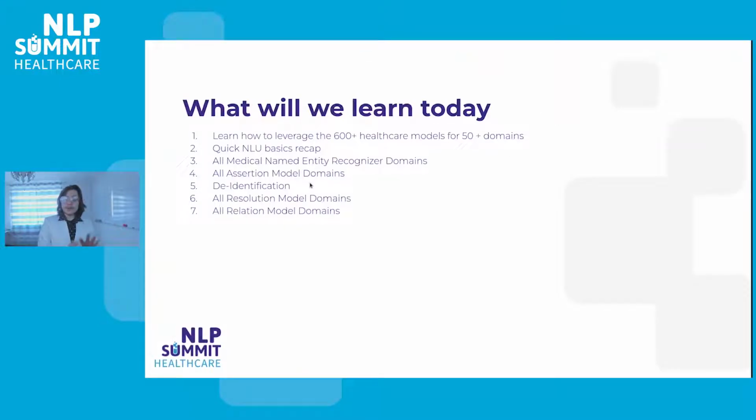And so, now that we know everything about Spark NLP, let's start with NLU. We will learn about over 600 models and the 50 domains and use cases they cover. And then we will start with a quick overview and recap of the NLU basics, and following that we will get right into coding and see how we can use each of the 5 algorithms today and all the pre-trained weights, which are named entity recognition, assertion, de-identification, resolution and relation extraction.